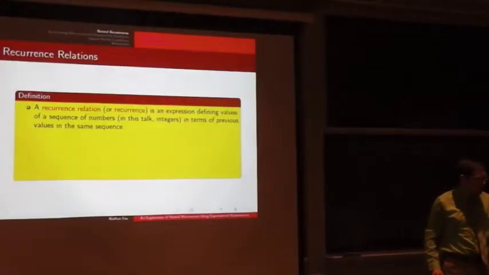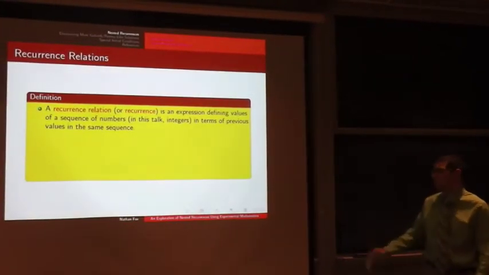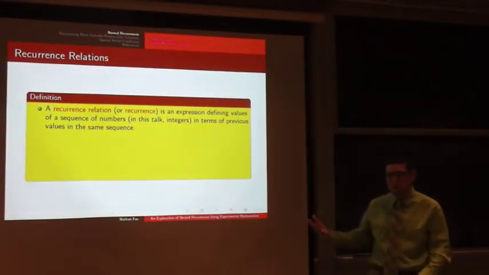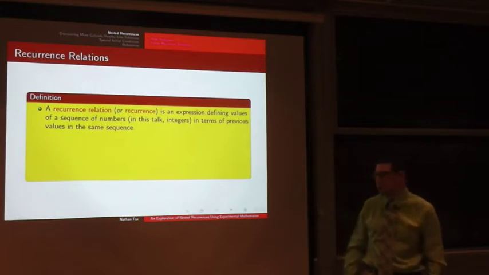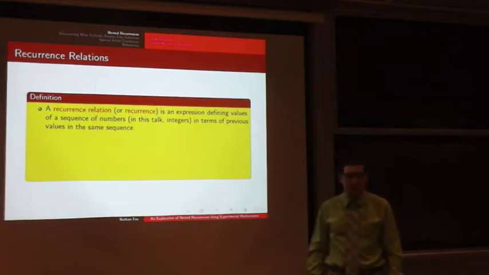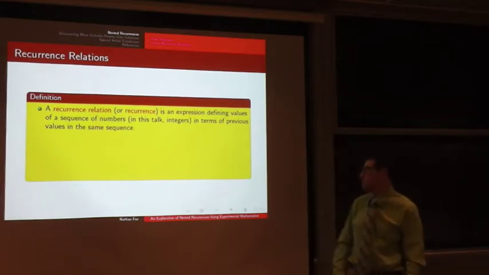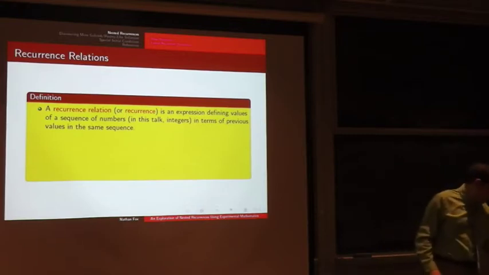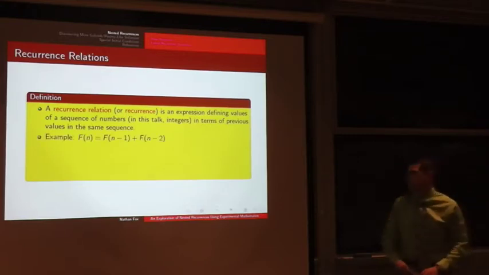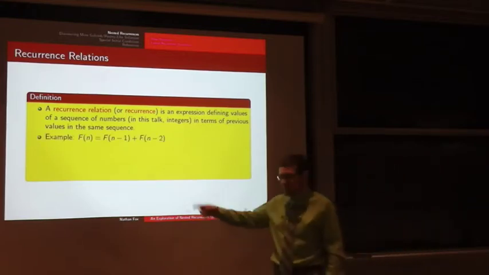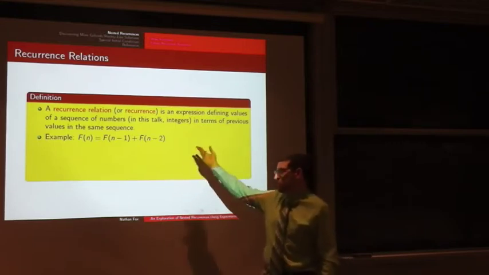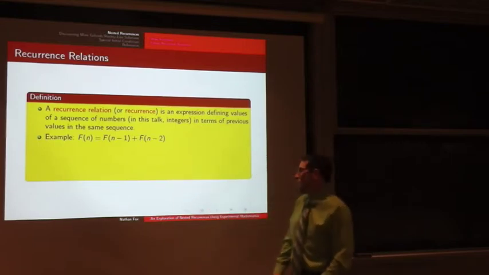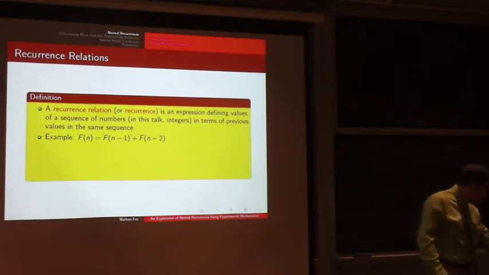To start, I'm going to assume most of you are familiar with this stuff, but a recurrence relation, in case you haven't seen this before, is just a way of describing values of a sequence in terms of previous values of the sequence. In this talk, everything's going to be integer sequences. Here's an example of a recurrence. We're going to use capital letters to denote recurrences. So this is the famous Fibonacci recurrence. That's a pretty simple recurrence.